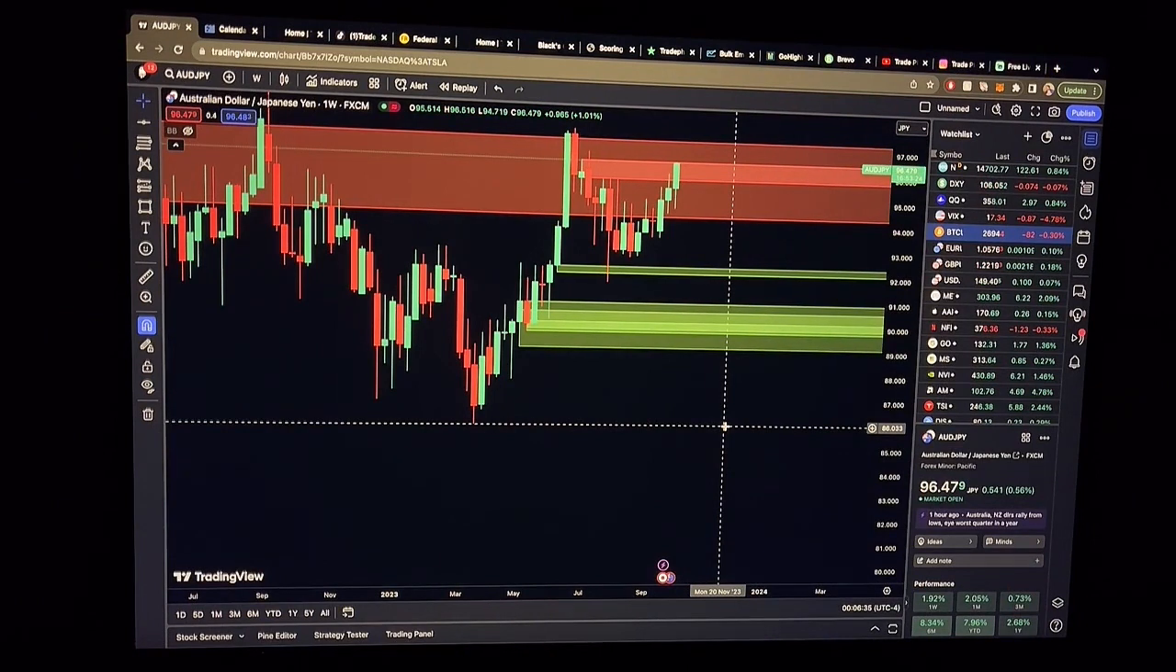So here we are on my weeklies. What strategy do you use in crypto most of the time? Doesn't change, Roderick. I'm always looking at institutional order flow price action analysis.